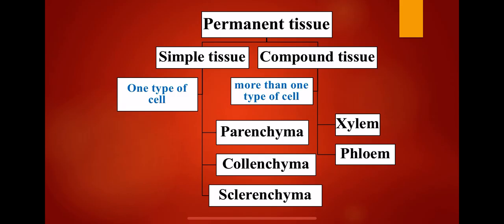And the next is permanent tissue. Till now we studied the meristematic tissue and its types. What is permanent tissue? It is divided into simple tissue and compound tissue.